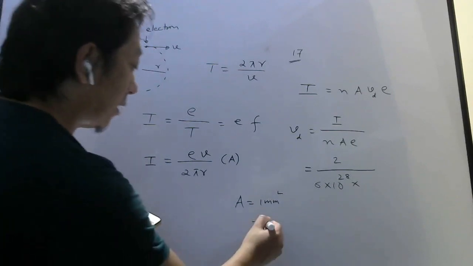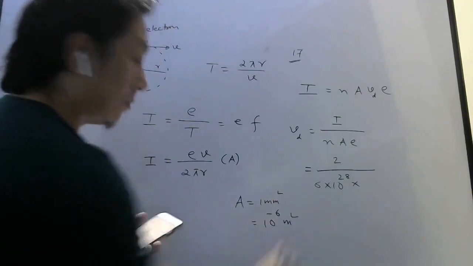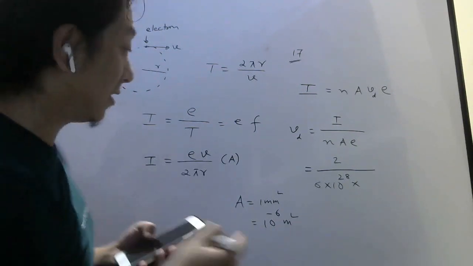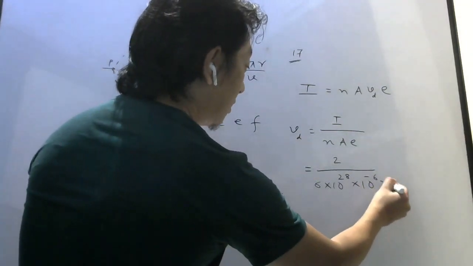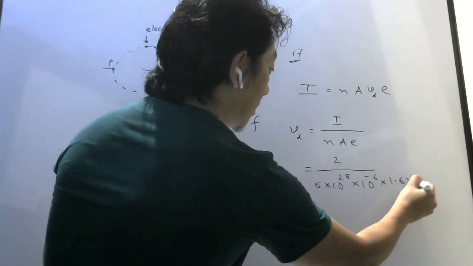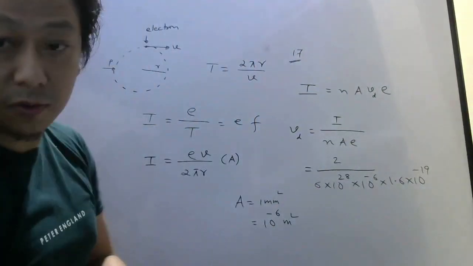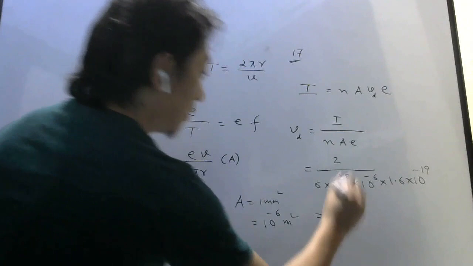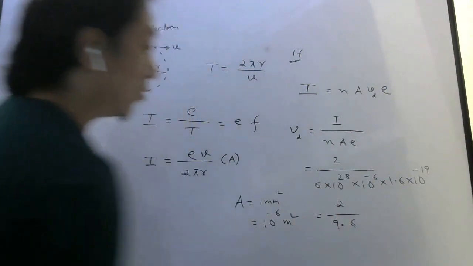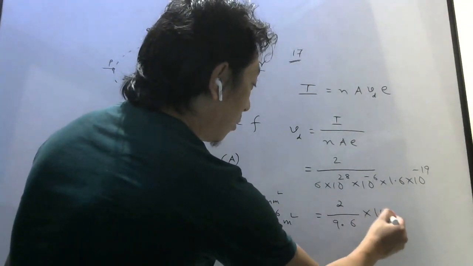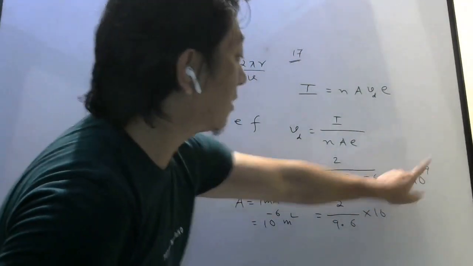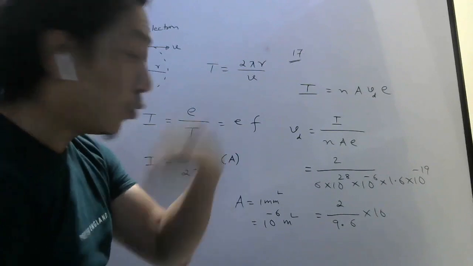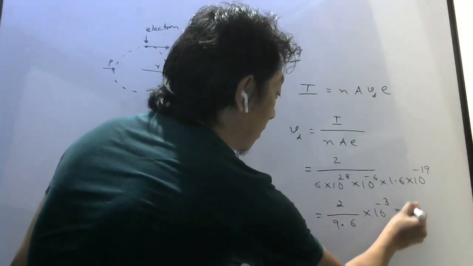If you convert to meter, it will be 10 to the power minus 6, because 1 millimeter is 10 to the power minus 3 meter, and square is there, so it becomes 10 to the power minus 6. Charge of electron I can write as 1.6 into 10 power minus 19. Then you have to simplify this. 6 times 1.6 is 9.6. So 2 divided by 9.6 into 10 to the power how much? Minus 6 minus 19 will be minus 25. 28 minus 25 will be plus 3 in the denominator. When it comes in the numerator, 10 to the power minus 3 meter per second.